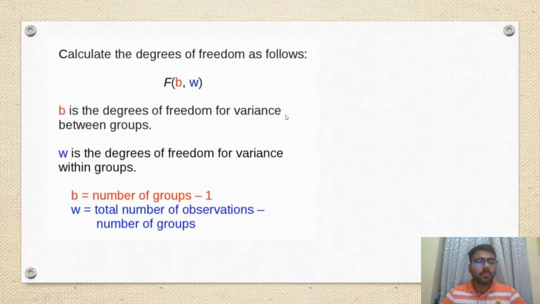How can we calculate the degrees of freedom for F values? The formula is F(b, w), where b is the degrees of freedom for variance between the groups and w is the degrees of freedom for variance within the groups. To calculate b, we use the number of groups minus 1, and to calculate w, we use the total number of observations minus the number of groups.